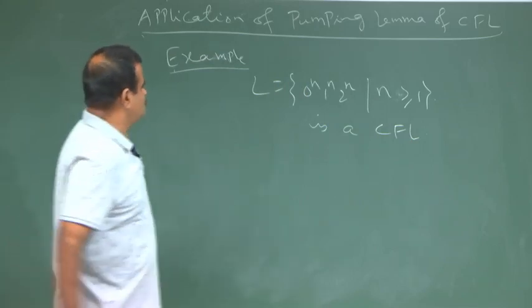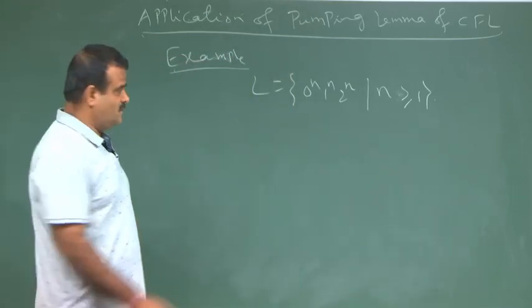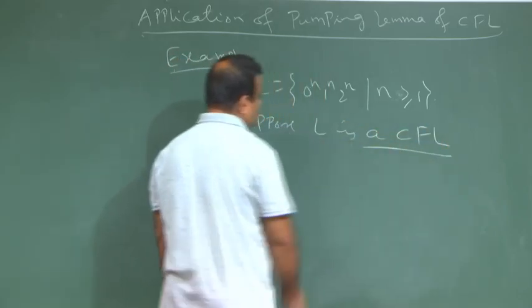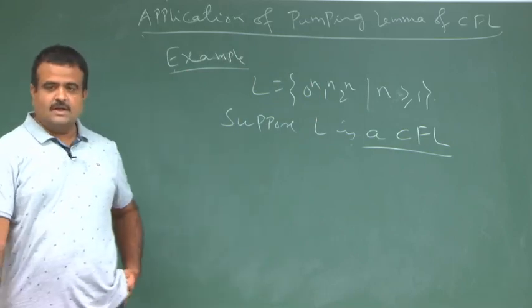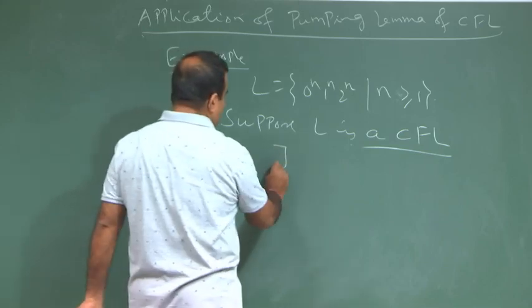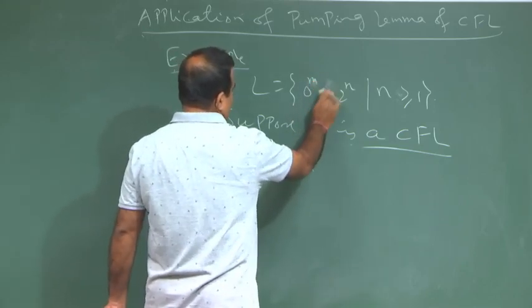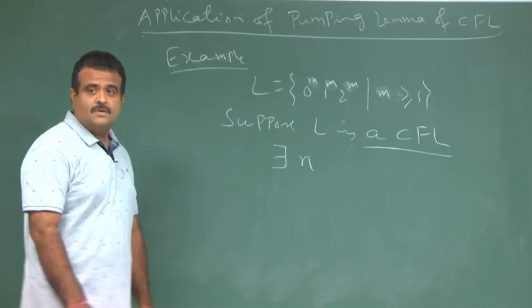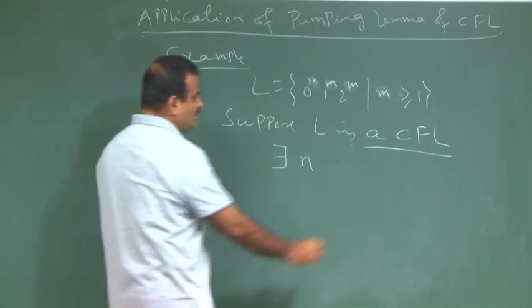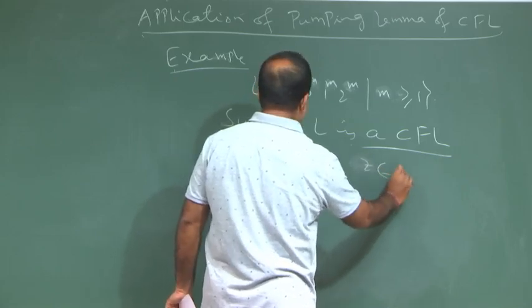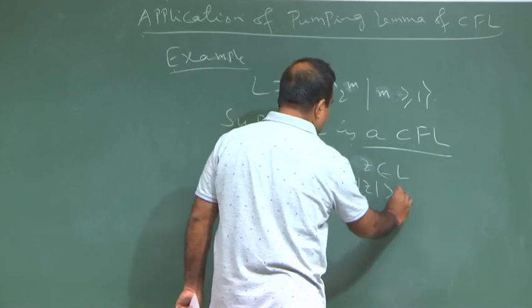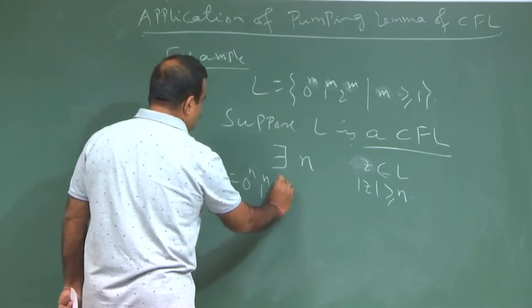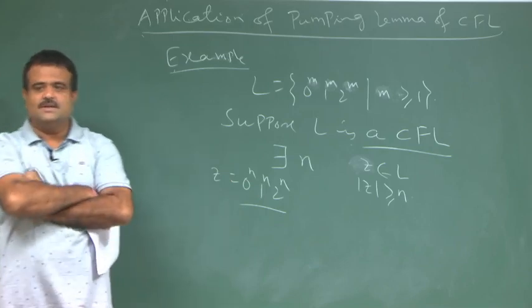So, what do we do? Let us assume this is a CFL. Suppose L is a CFL. This is the assumption and we will reach a contradiction. If this is a CFL, there exists some n. Say m, otherwise this m and this n will be confusing. There exists an n from the pumping lemma such that if we take a z in L with the length of z greater than or equal to n. Take z equal to 0 to the power n, 1 to the power n, 2 to the power n. What is the length of this? 3n, and 3n is greater than n. So, this is our z.